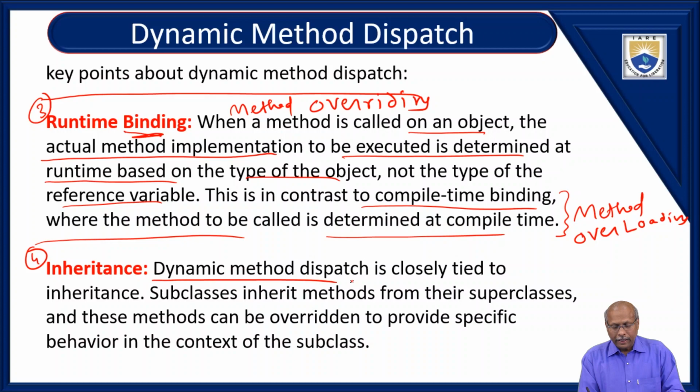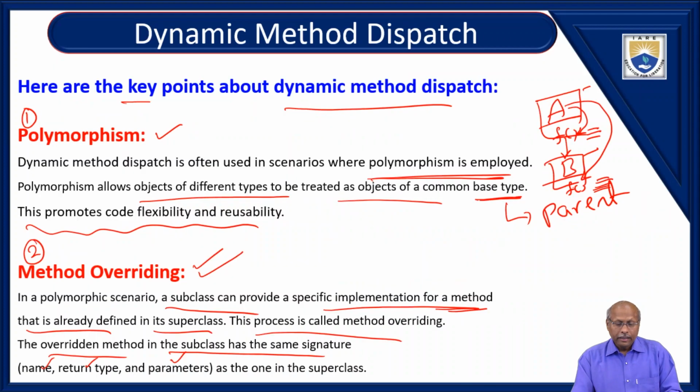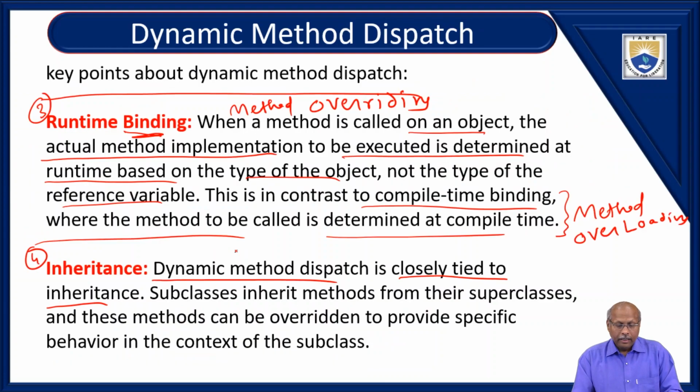Dynamic method dispatch is closely tied to inheritance. So, when I say dynamic method dispatch, all are linked. What are the 4 things? First is the polymorphism concept. Second is method overriding. Next is runtime binding. And the 4th one is inheritance. The dynamic method dispatch is closely tied with inheritance because for method overriding, you need the inheritance concept. Without inheritance, method overriding is not possible.